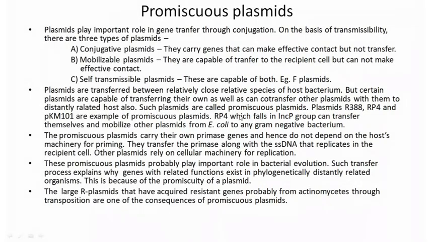Promiscuous plasmids. But before that, let's learn that plasmids play an important role in gene transfer through conjugation. On the basis of transmissibility, there are three types of plasmids. One, conjugative plasmids. They can make physical contact between the two cells, but they cannot transfer the DNA. Mobilizable plasmids are capable of transferring the DNA, but they are not capable of making effective contacts. Self-transmissible plasmids are capable of both. They can make effective contacts as well as mobilize the DNA. For example, the F plasmid.